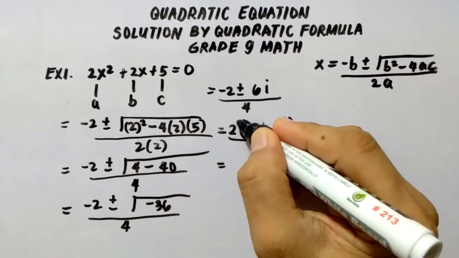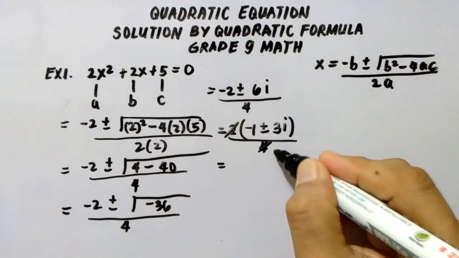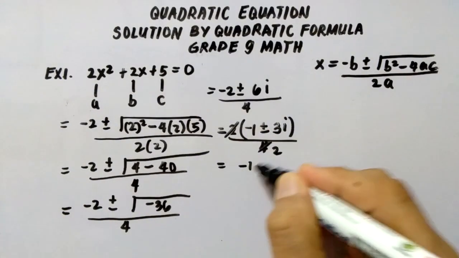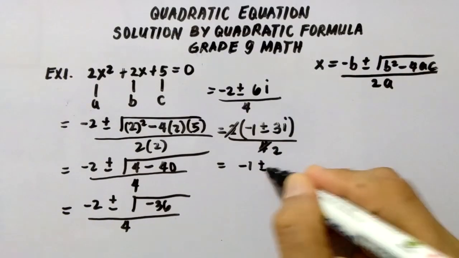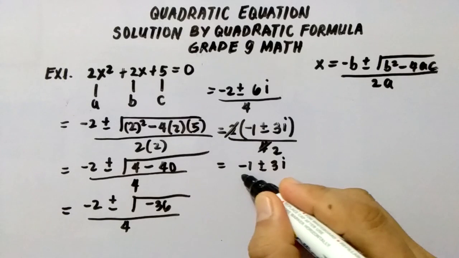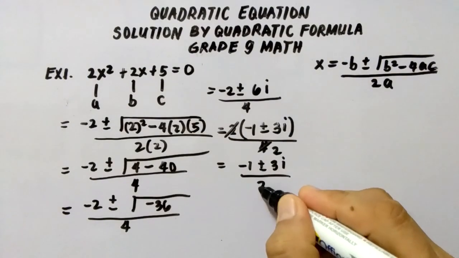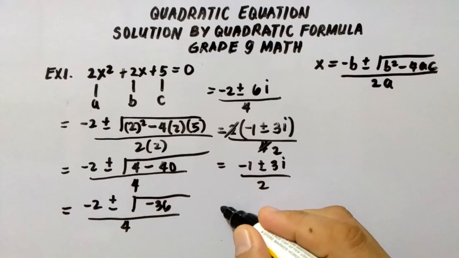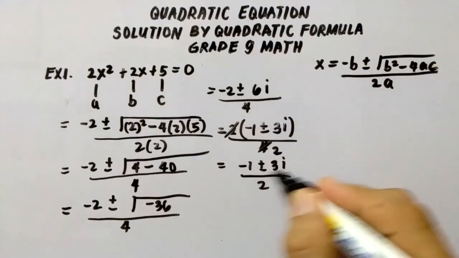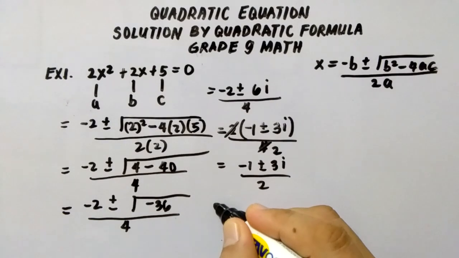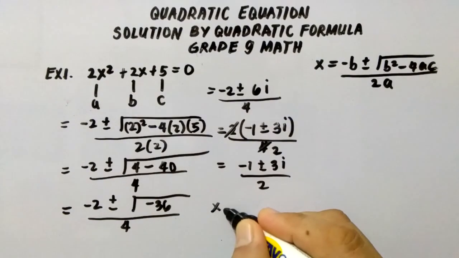So, pwede po natin i-cancel to, 2 and 4. So, magiging 2 na lang po yan dito. So, we have negative 1. Then, positive, negative, 3i over 2. Okay, so pwede na po nating kunin yung x of 1 dito. So, mayroon na po tayong makukuha value. Okay. So, we have x of 1.